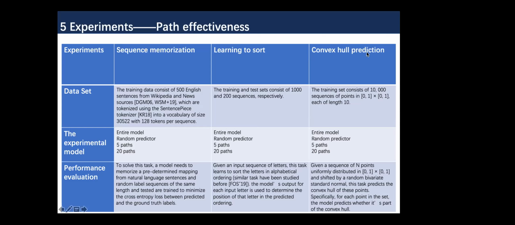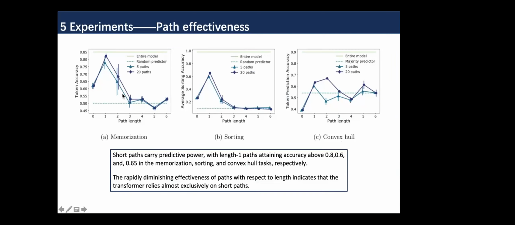And the third task is, given a sequence of n points uniformly distributed in this size and shifted by a random bivariate standard normal, this task predicts the convex hull of these points. And so we can see the images here.